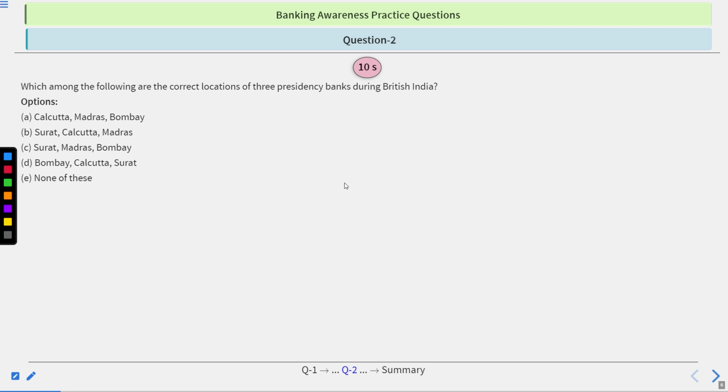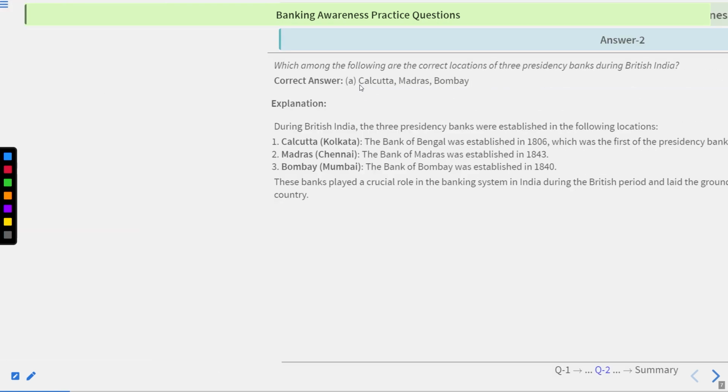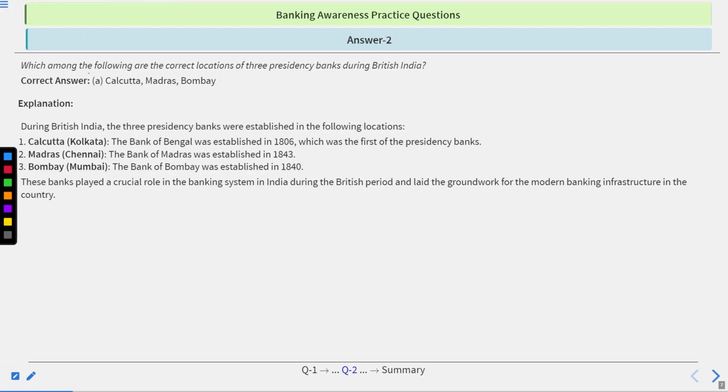Then, question number 2. Which among the following are the correct locations of the three Presidency banks during British India? To answer this, you have 10 seconds. Then I will give you the answer. Time starts now. All right, the time's up. The correct answer is option A, Kolkata, Madras, Bombay.